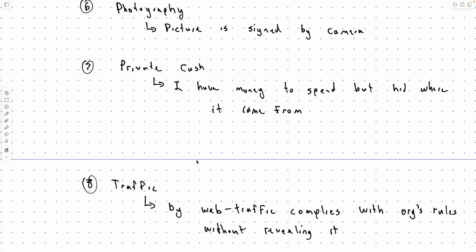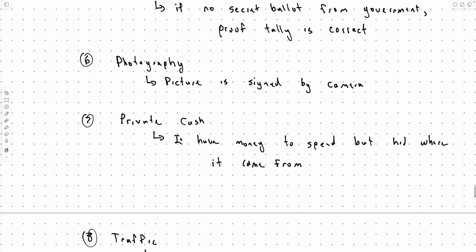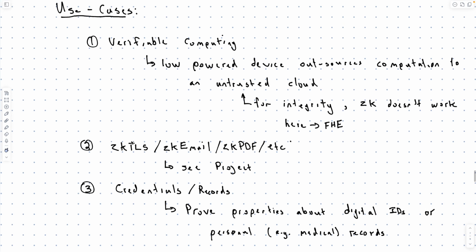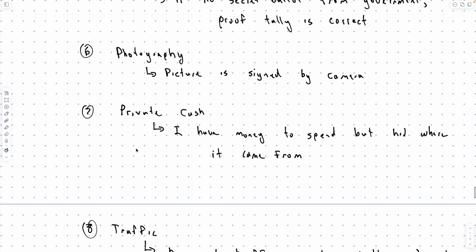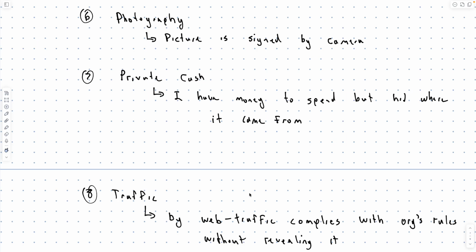So anything that you're doing with machine learning, if you want to prove that it was done correctly without revealing everything, then that's an application of ZK. So if I train a model and I can prove to you the way I trained it without giving you the training data or necessarily the model itself. These are some examples that people are interested in.